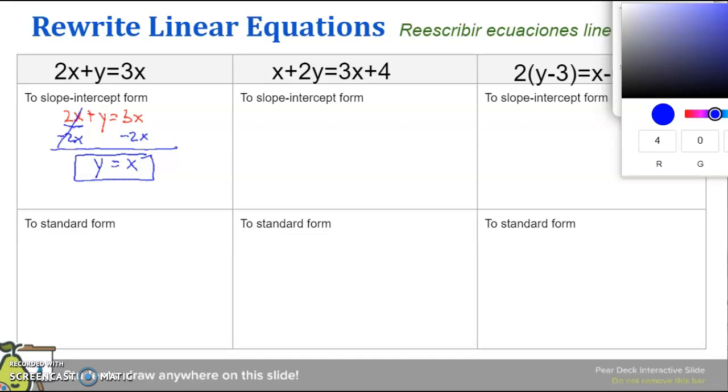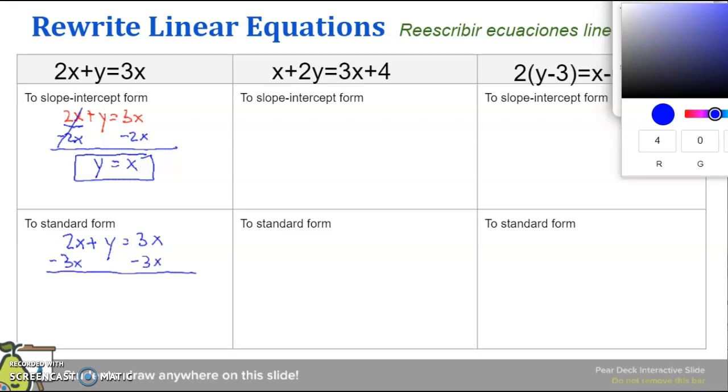Let's write the equation first. 2x plus y is equal to 3x. Okay, so in this case we have x's occurring on both sides of the equal sign. We only want it on one side. Which side do we want it? We want it on the same side as the y. So we want to get rid of this 3x on the other side and bring it over to this side. So how do I get rid of this 3x on that side? You subtract 3x from both sides.